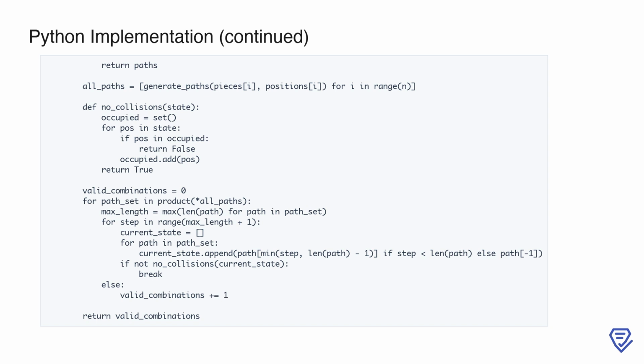The main part of the solution involves iterating through all possible combinations of paths using the product function. For each combination, we determine the maximum path length and simulate each step. At every step, we calculate the current positions of all the pieces. If any collision is detected, the loop breaks early. If no collisions occur throughout the simulation, we increment the count of valid_combinations. Finally, the method returns the total count of valid move combinations where no collisions occur, ensuring all pieces move legally according to their defined rules.